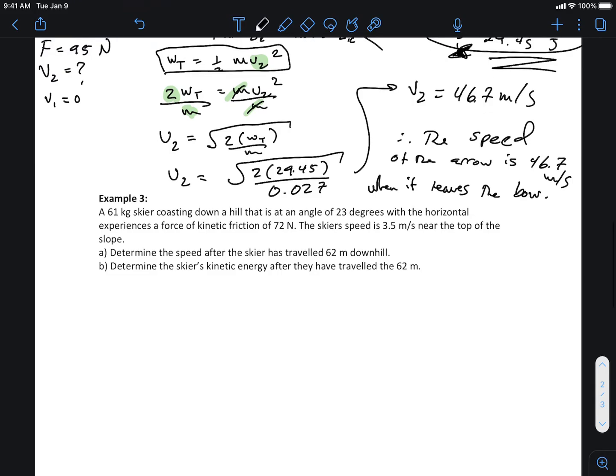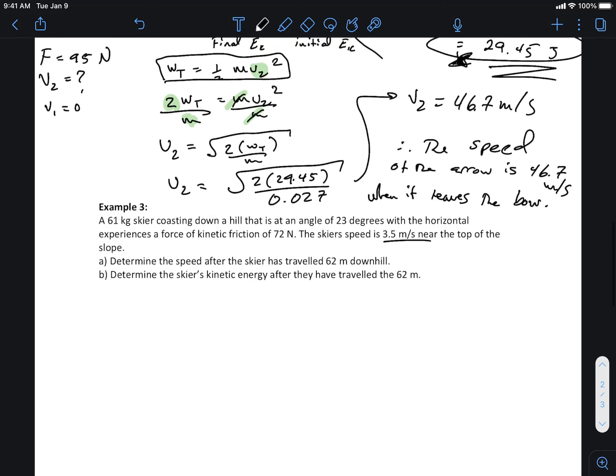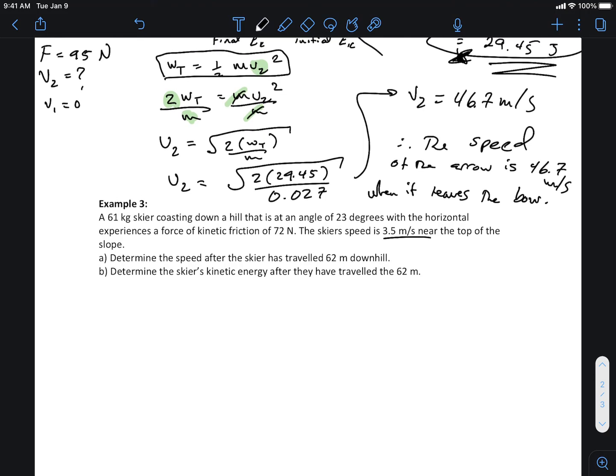So a 61 kilogram skier coasting down a hill that is at an angle of 23 degrees with the horizontal experiences a force of friction of 72 newtons. The skier's speed is 3.5 meters per second near the top of the slope. Determine the speed of the skier after the skier has traveled 62 meters downhill. And then determine the skier's kinetic energy after they've traveled the 62 meters. Okay, so that's part B. So let's start with part A, obviously.